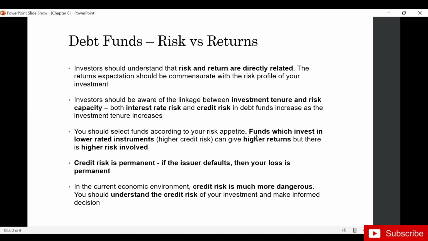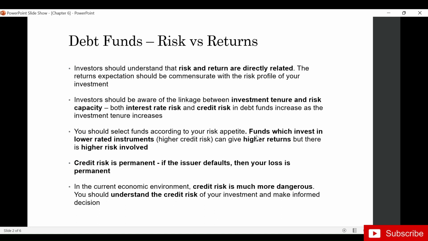Also, in case of debt funds, investors should be aware of the link between investment tenure and risk capacity, since both the interest rate risk and credit risk in case of debt funds increase as the investment tenure increases. For example, if you are investing in a debt fund for a longer period of time, then both the interest rate risk and credit risk will be higher. Hence you should select funds according to your risk appetite.